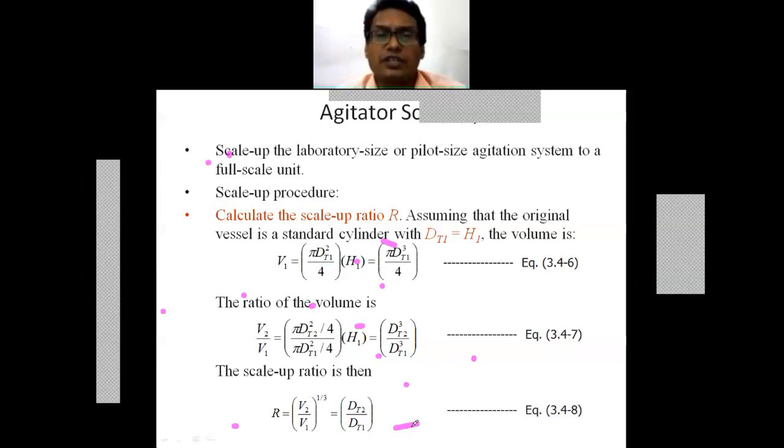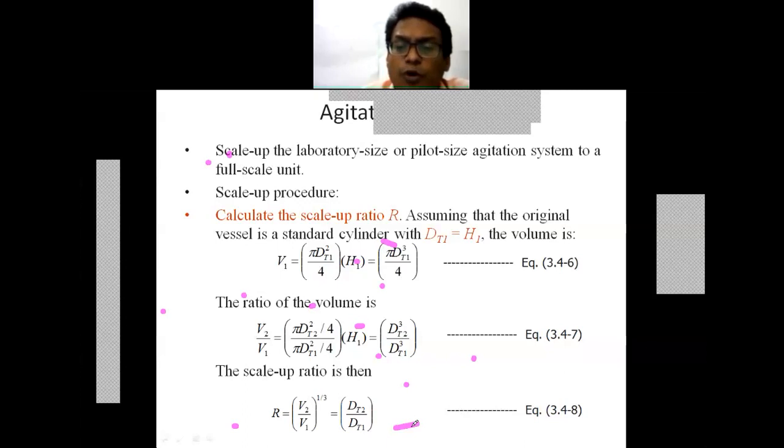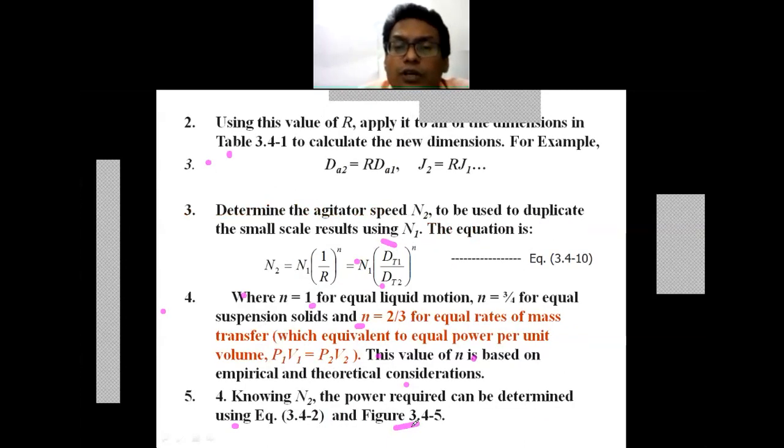So this is again the revision corresponding to the scale up from laboratory size to pilot plant, that is V1, which is equal to pi into Dt1 raised to the power 4. This is talked about in terms of the V1 and V2 ratios. So V2 upon V1 corresponds to Dt2 upon Dt1 raised to the 1/3. So this is the scale up ratio R, which is equal to V2 upon V1 raised to the 1/3, which is equal to Dt2 upon Dt1. Similarly, the speed of rotation N2 is equal to N1 into 1 upon R raised to the n, which is equal to N into Dt1 upon Dt2.